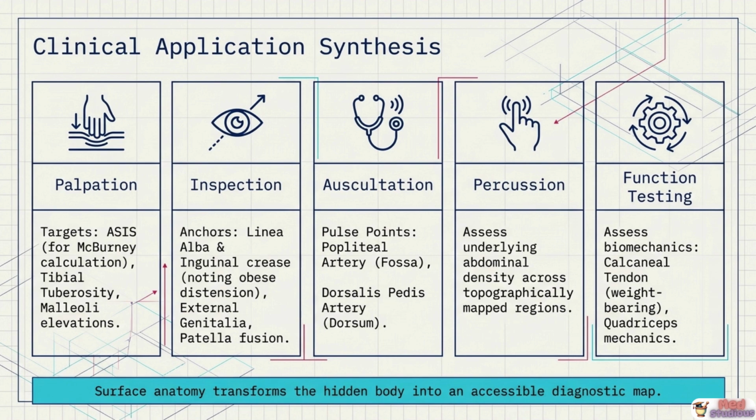Percussion is used to assess underlying abdominal organ density across topographically mapped abdominal regions. Function testing assesses 2 biomechanical systems: the calcaneal tendon for weight-bearing and plantar flexion integrity through the Thompson test, and quadriceps mechanics through knee extension testing. The synthesis message is simple and profound. Surface anatomy transforms the hidden body into an accessible diagnostic map.